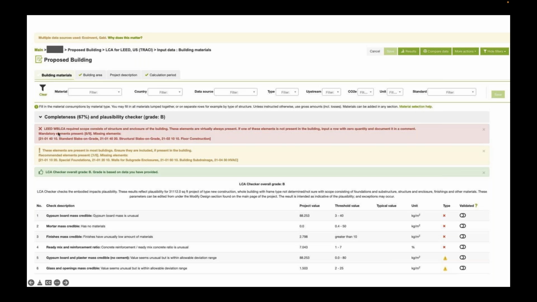It has this completeness and plausibility checker that helps you see some of the patterns in the data like that to make sure that you're doing realistic modeling of quantities. So it's a nice QA/QC function that helps you as a modeler make sure that you're giving a whole, complete, and robust description of the building and the sourcing of the materials.